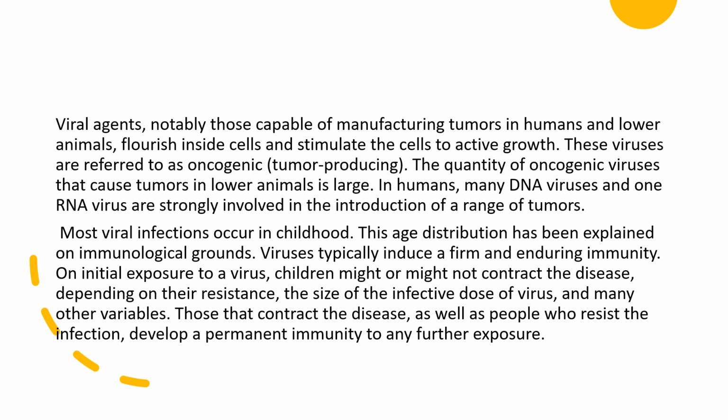Most viral infections occur in childhood. This age distribution has been explained on immunological grounds. Viruses typically induce a firm and enduring immunity. On initial exposure to a virus, children might or might not contract the disease, depending on their resistance, the size of the infective dose of virus, and many other variables. Those that contract the disease, as well as people who resist the infection, develop a permanent immunity to any further exposure.